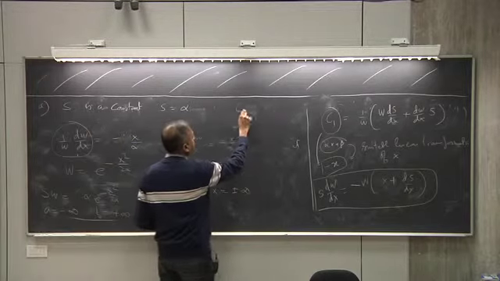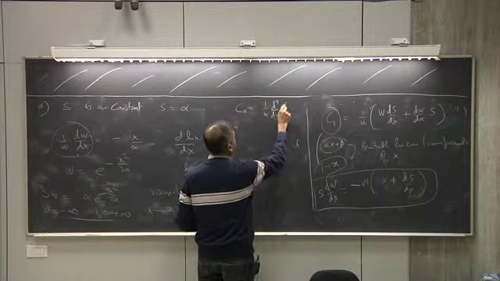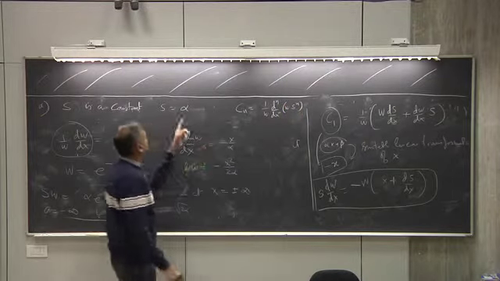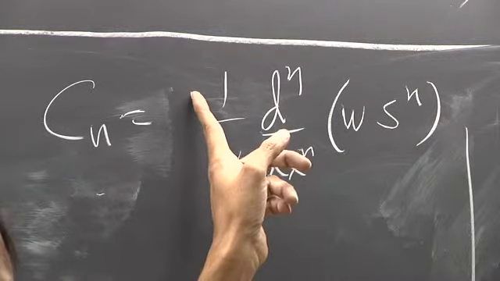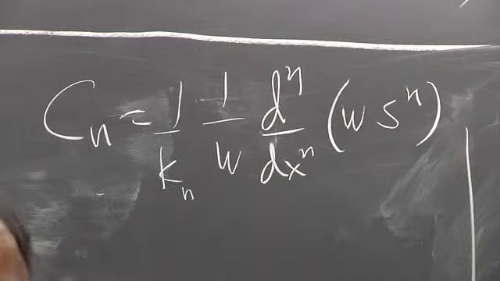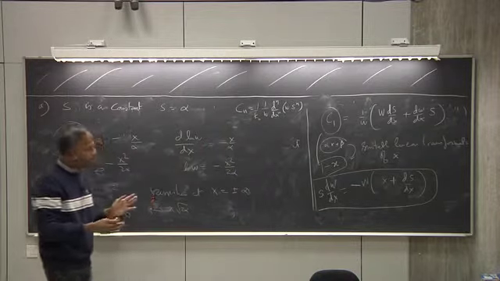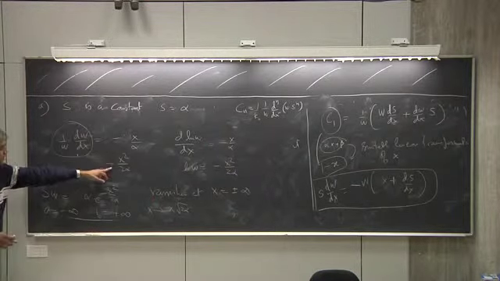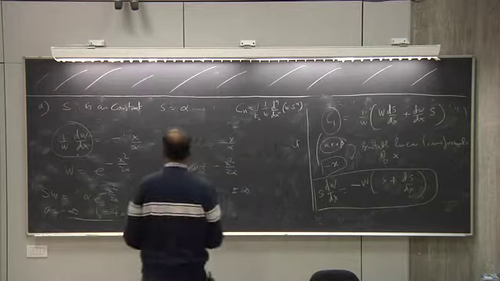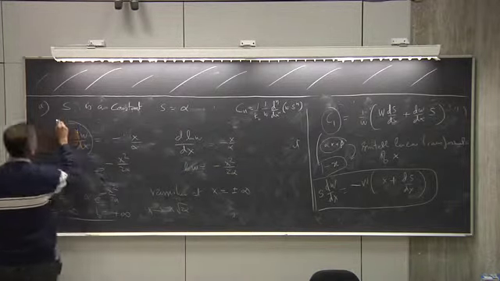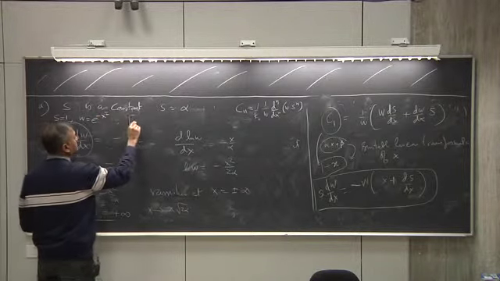The reason is, remember, Cn is equal to 1 over w, dn by dxn of w s to the n. Now, this alpha, I can just put equal to 1 because these constants will just come out, right? And remember, we have anyway this ambiguity of 1 over kn, right? All those constants I can absorb in there. So I can as well put w equal to e to the minus x square and s equal to 1, okay? So that's the first thing. So in this case, I can just choose s equal to 1, w equal to e to the minus x square, and the interval is minus infinity to plus infinity.